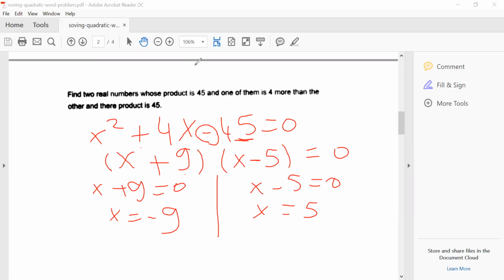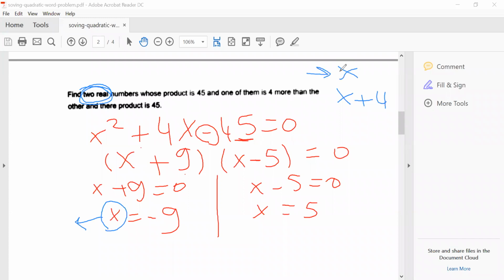Okay, but it didn't finish here. Why? Because he told me at the beginning he wants two real numbers, and one of them exceeds the other by 4, or one of them is more than the other by 4. So x is one of the numbers, not both. It is one of the numbers that I considered from the beginning: x and x plus 4.